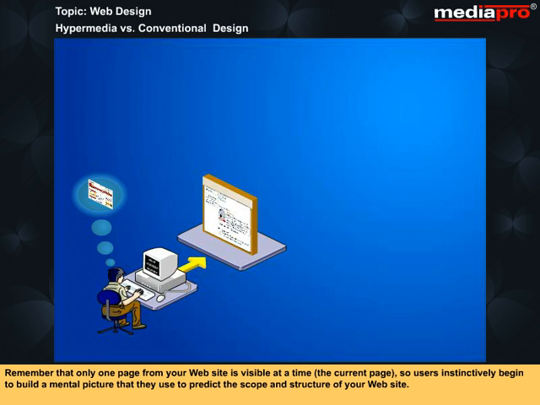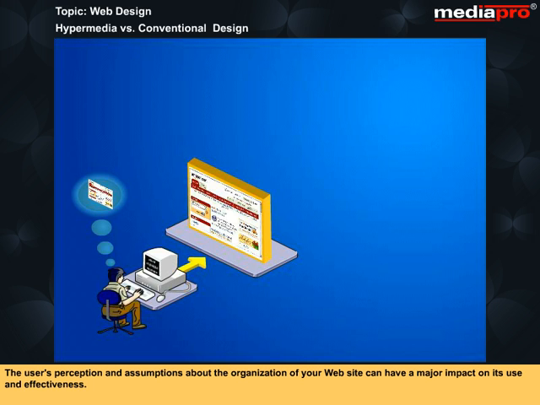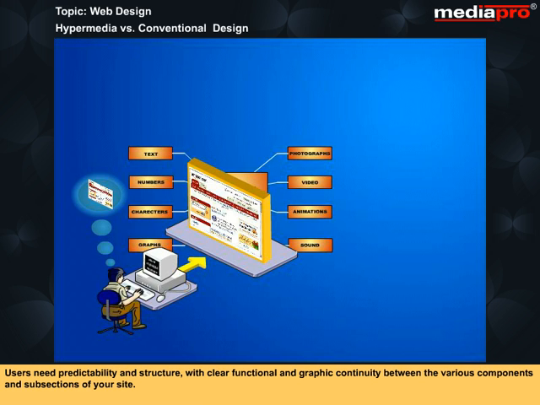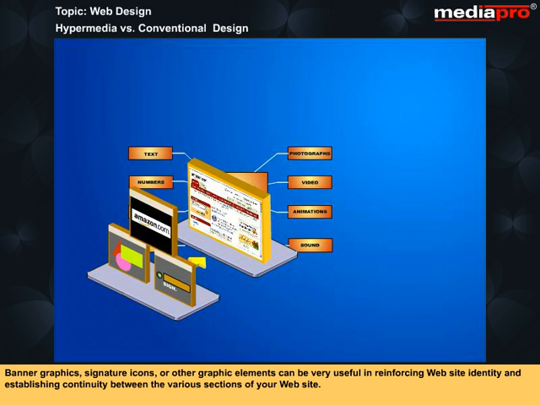So users instinctively begin to build a mental picture that they use to predict the scope and structure of your website. The user's perception and assumptions about the organization of your website can have a major impact on its use and effectiveness. Users need predictability and structure with clear functional and graphic continuity between the various components and subsections of your site. Banner graphics, signature icons, or other graphic elements can be very useful in reinforcing website identity and establishing continuity between the various sections of your website.